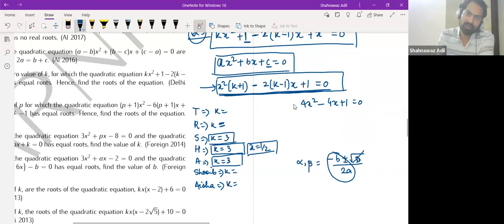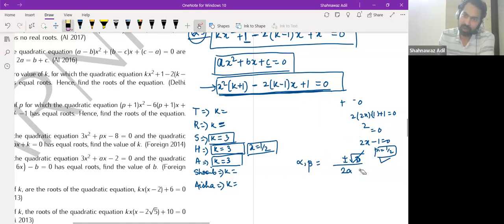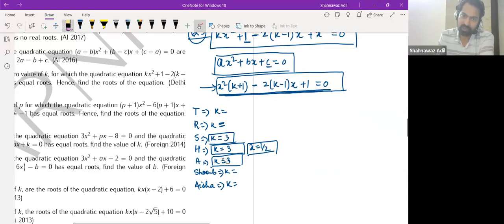Because we can also calculate the solution by solving this. So this is 2x minus 1 whole square, because it is 4x squared minus 4x plus 1. You can see that these are equal. So this is also x equal to half. Any method we choose, we get the same answer. So all of you guys, did you get k equal to 3? Yes, I also got k equal to 3. Aisha also got k equal to 3.